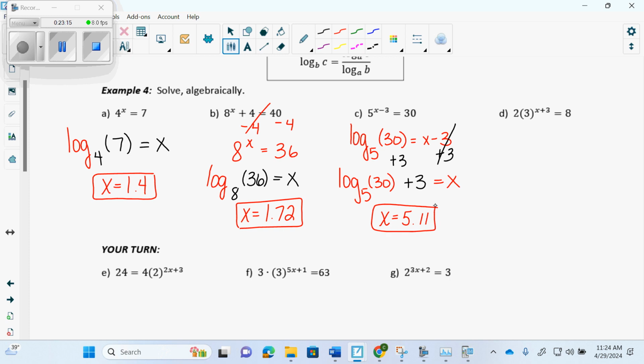5.11. D, what's my problem? 4 pieces of information. So does the 2 join the 3 and make me like cry and die inside a little bit? No, the 2 doesn't join the 3. It can't join the 3. You have to stop yourself from doing that every single time. What you have to remember to do instead, divide by 2.